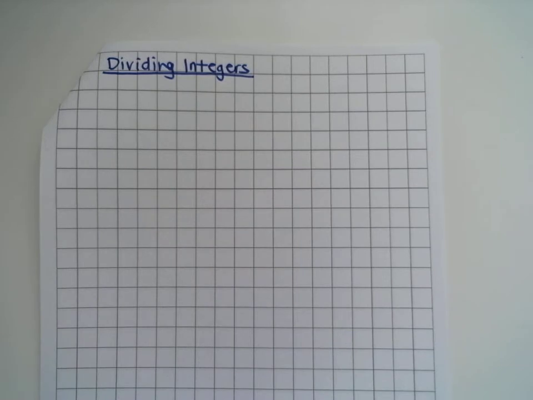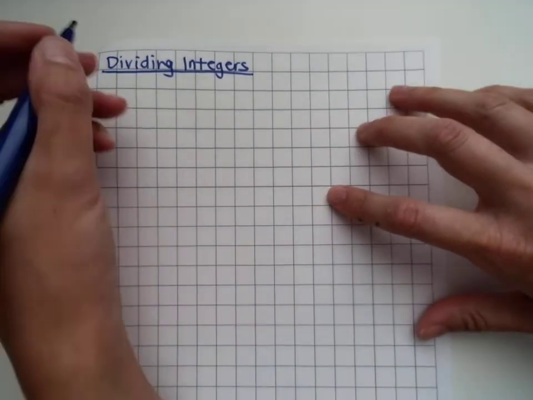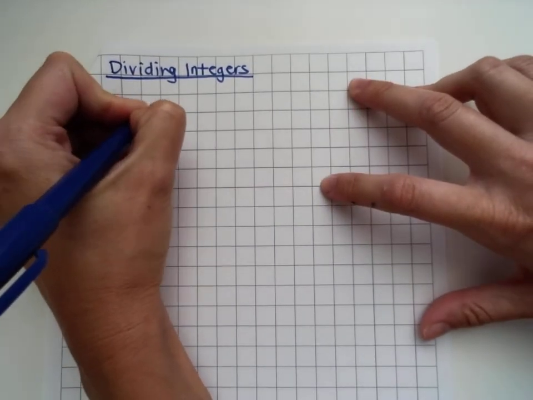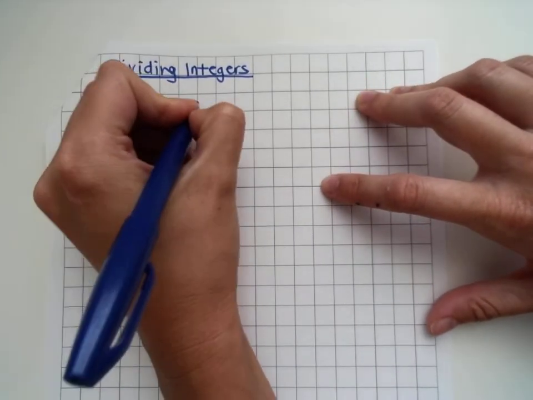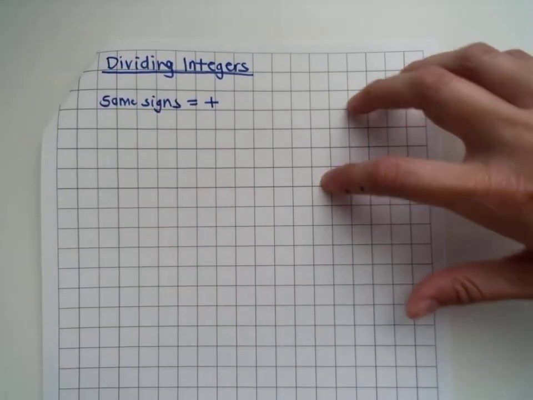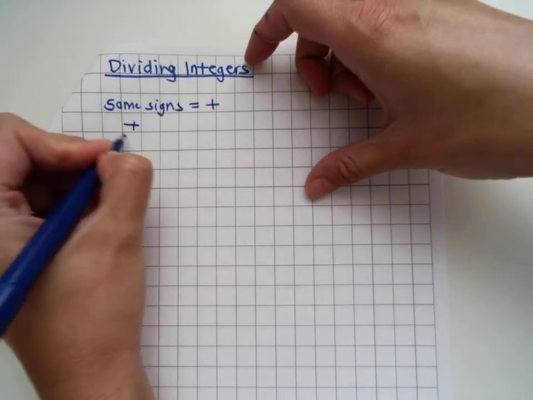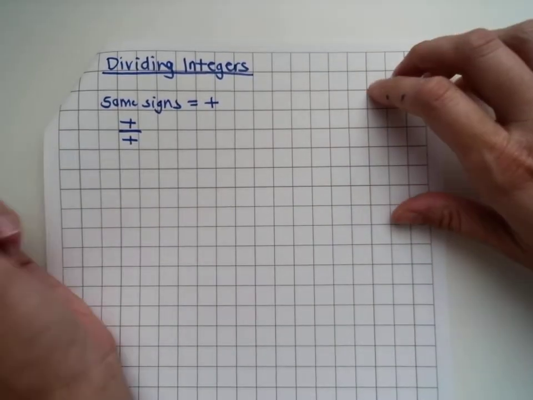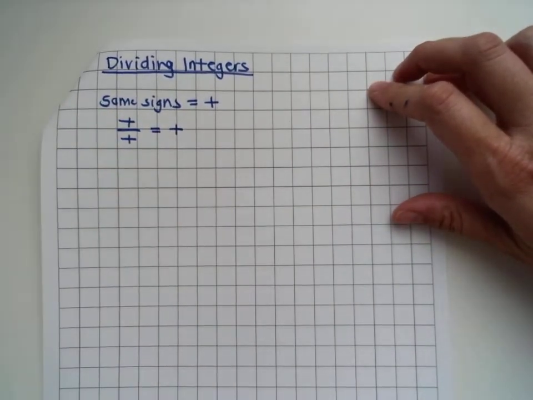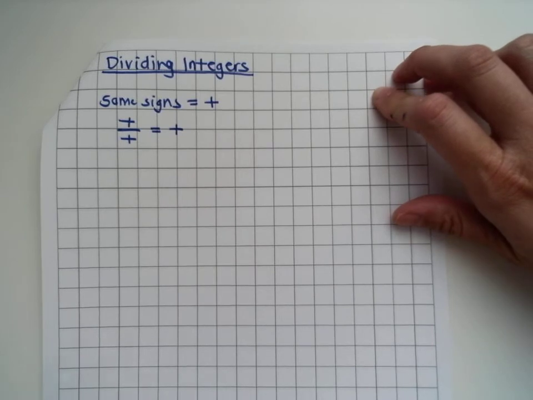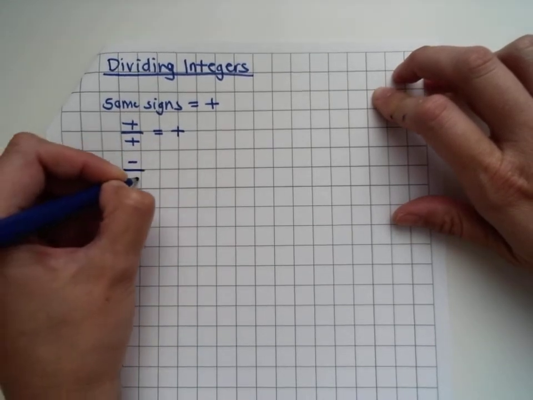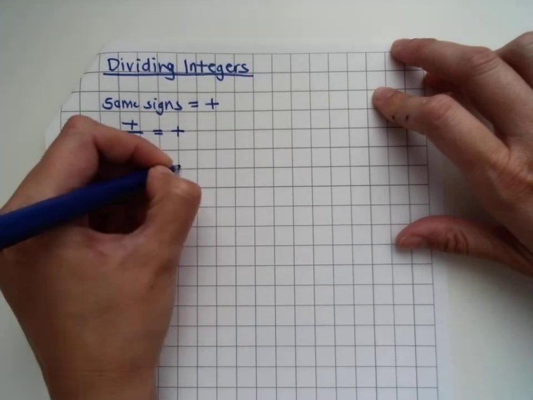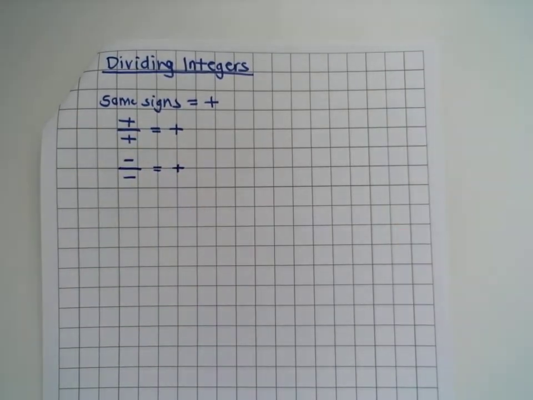Dividing integers is pretty similar to multiplying integers. So it's the same idea. If we have the same signs, our answer is going to be positive. If we have different signs, our answer is going to be negative. So if we have a positive number and we divide by a positive number, our answer is going to be positive. Same thing, if we have a negative number and we divide by another negative number, our answer is going to be positive.